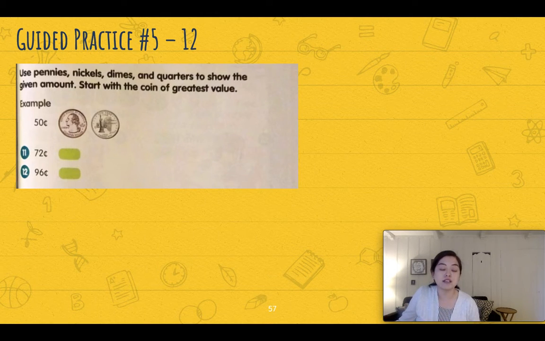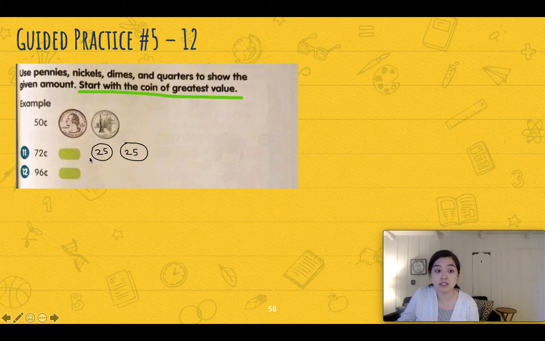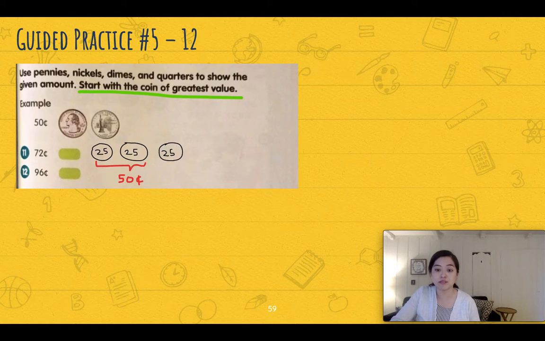So let's look at 11. So let's start with 2 quarters because I know that makes 50 cents, okay? And let's add another quarter because it says to start with the greatest value of coins. So I'm going to add another quarter, okay, to my 50 cents, right? So what is that? What is 50 plus 25?